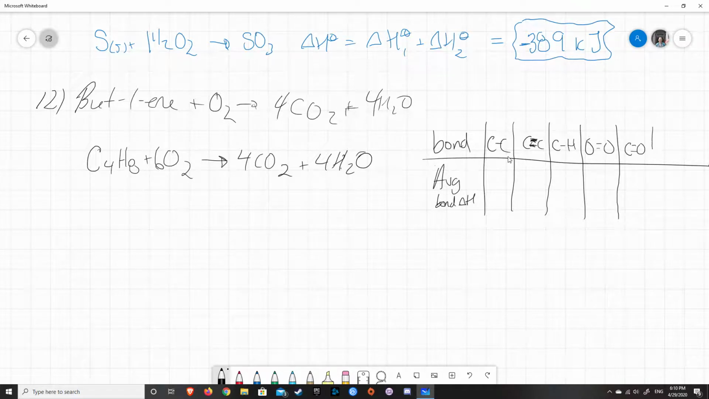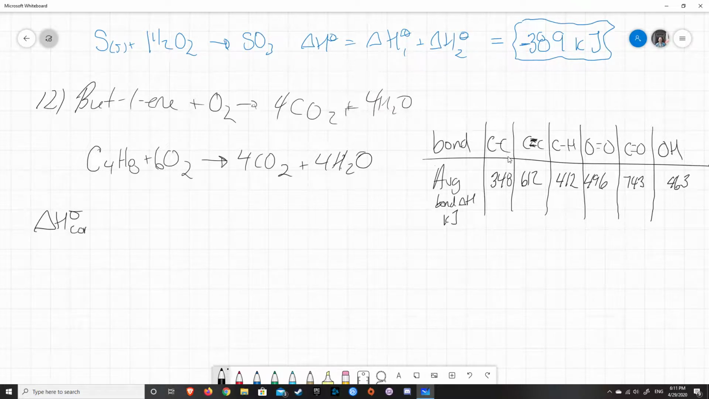Carbon-oxygen double bond. And finally, an oxygen-hydrogen bond. Those values are all in kilojoules, just so I don't need to write them down over and over. Just 348, 612, 412, 496, 743, and finally 463. So you use this information to estimate the delta H naught of combustion.